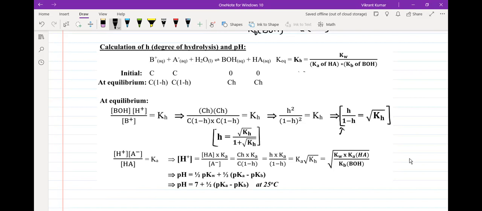And root kh का value itself will tell you whether to ignore it in comparison to 1 or not, है ना. Root kh अगर 0.1 से कम आ गया तो we can ignore it in comparison to 1. If it is coming more than 0.1, then we can't ignore it. So that was the point, first thing.